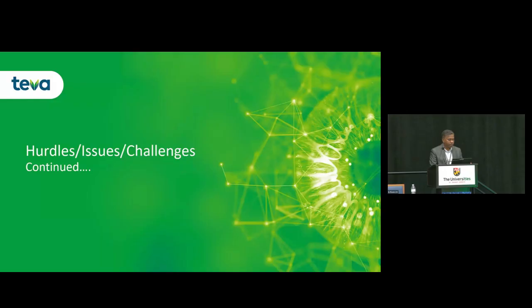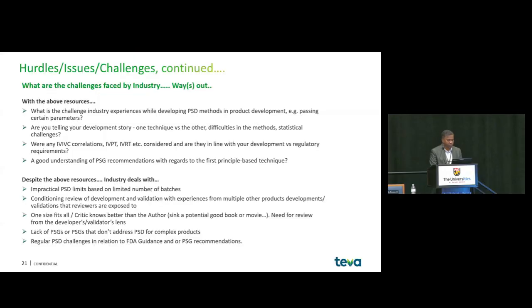So going back to the hurdles, issues, and challenges, despite all these guidances and USP and ICH and product-specific guidances, what are the challenges faced by industry, and what is the way out of the challenges? So basically, it all boils down to our development story. Are we telling our development story? Are we talking about one technique versus the other? What are the difficulties in the method, and what are the statistical challenges?